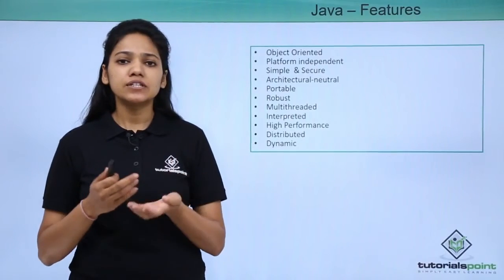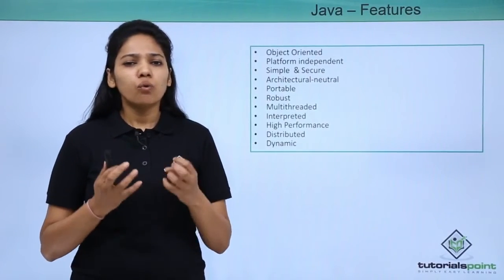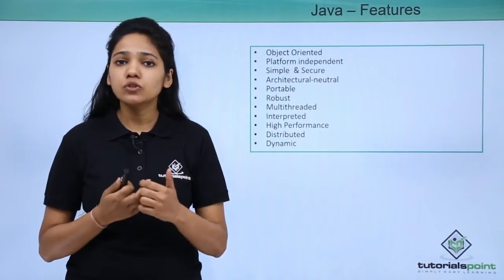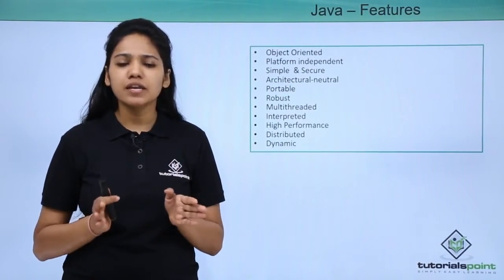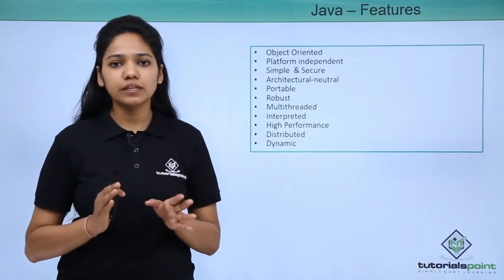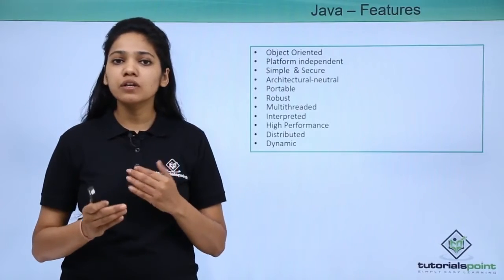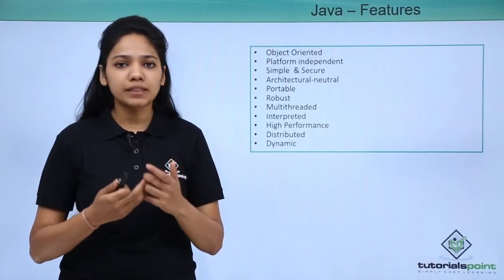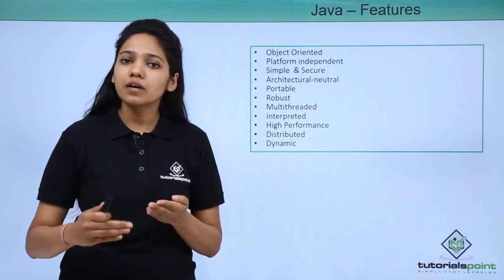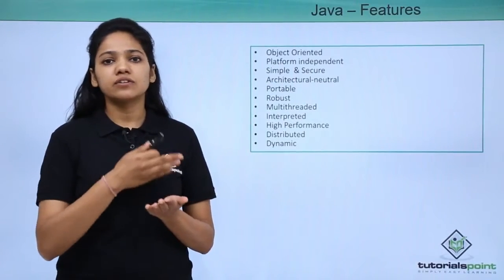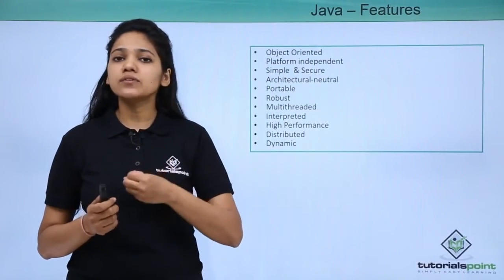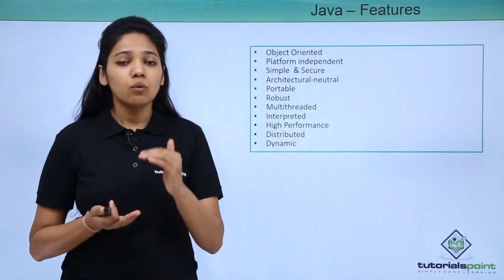The next one is distributed and dynamic. What makes Java distributed? First of all, it allows you to build distributed applications. Distributed applications are nothing but applications where you can access resources over the network. And how is it possible? You have remote method invocation and enterprise Java beans, which allow you to develop these distributed applications. And the last one is dynamic. How can you say Java is dynamic? Why?